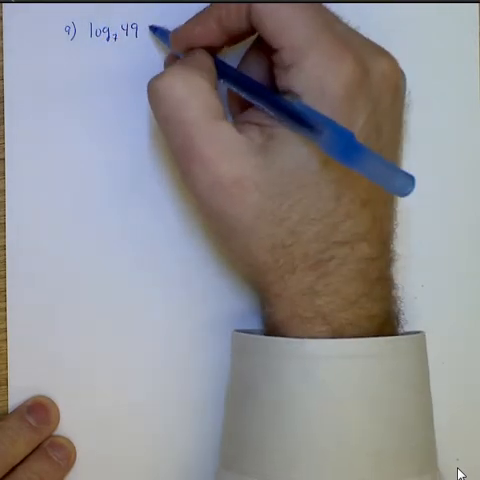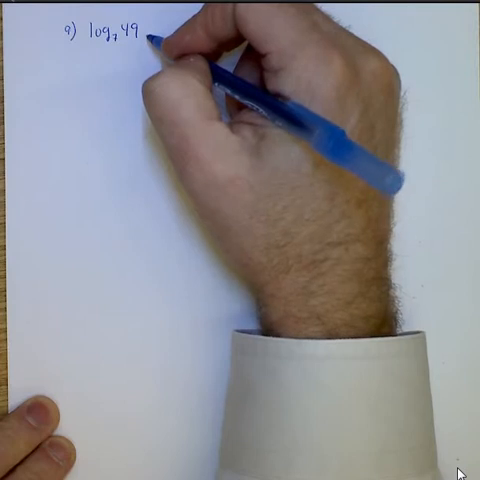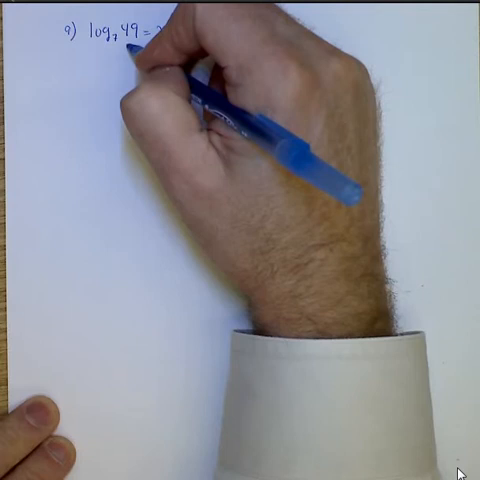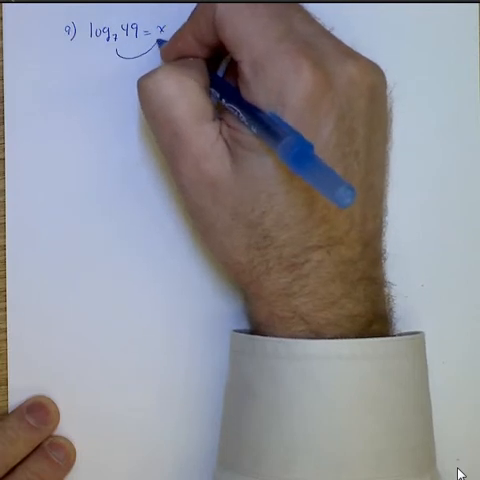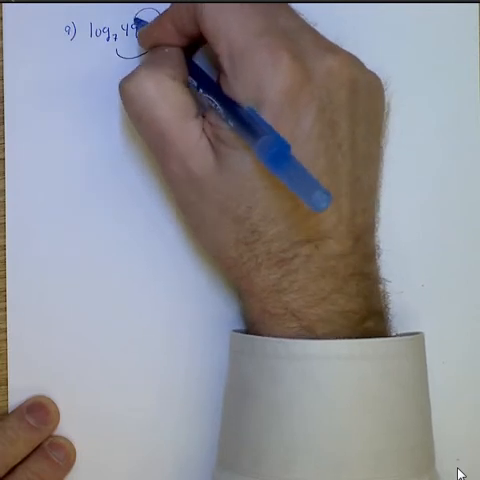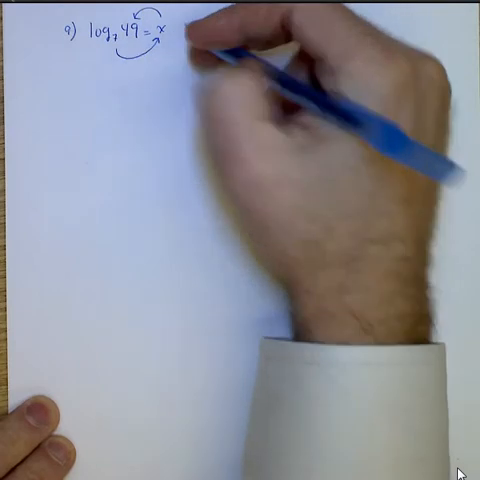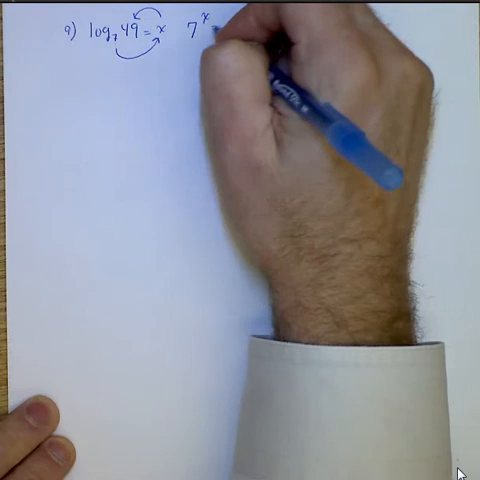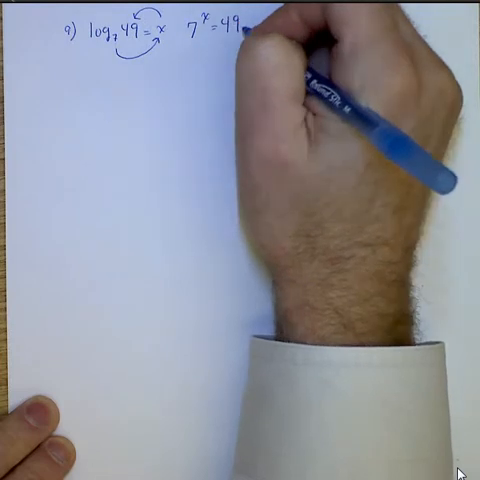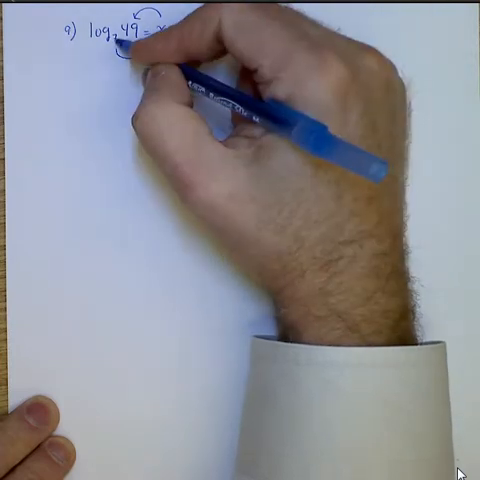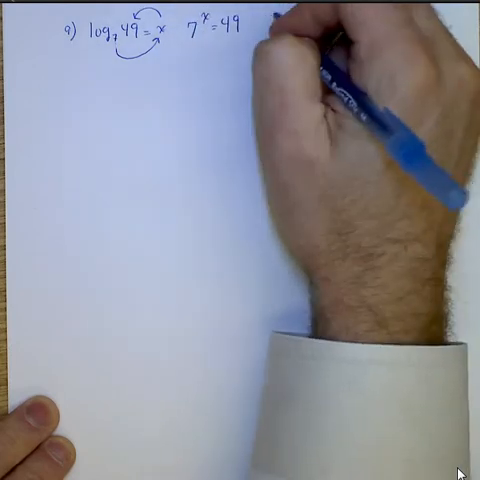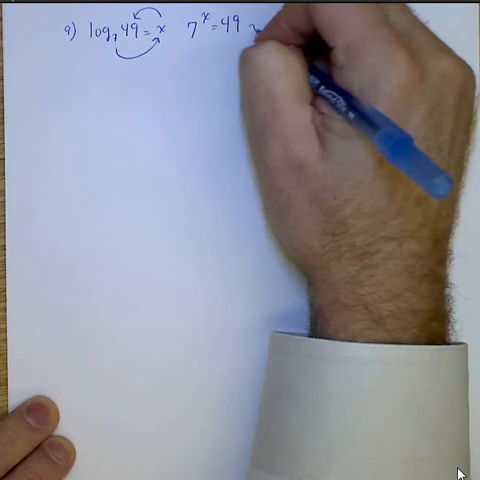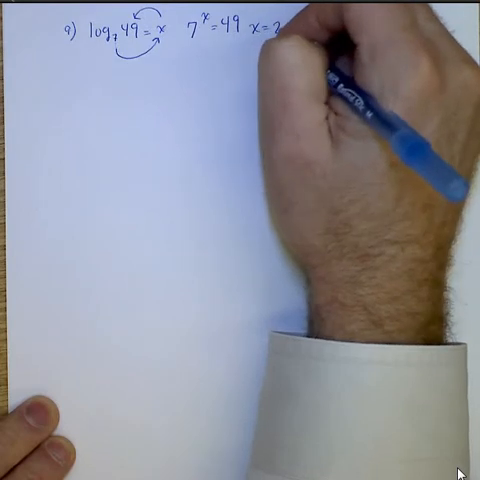Now what I want you to be able to do is kind of run this counterclockwise circle. This looks like this. So basically 7 to the x equals 49. Okay, so that's how we'll do this. We'll go 7 to the x equals 49, and 7 times 7, or 7 squared, is 49, so x equals 2.